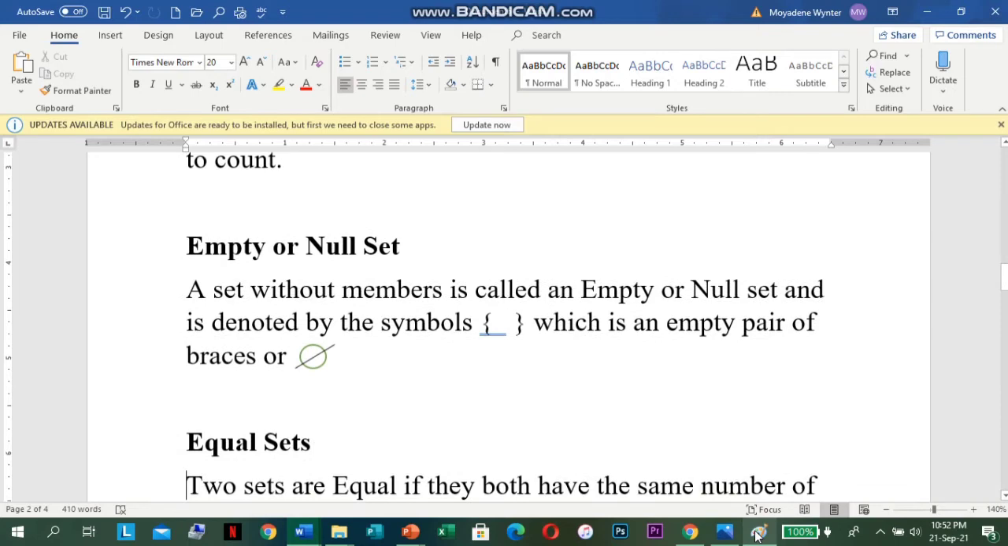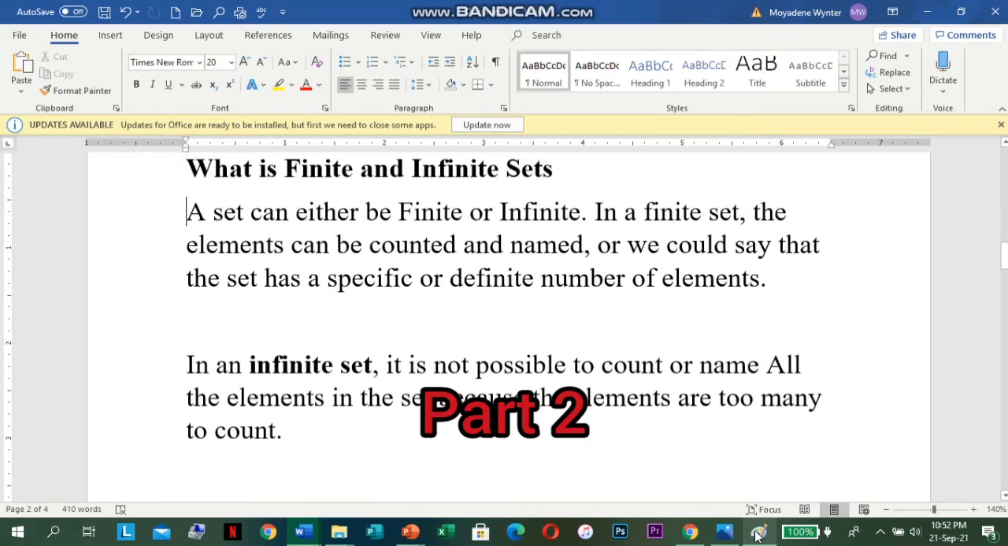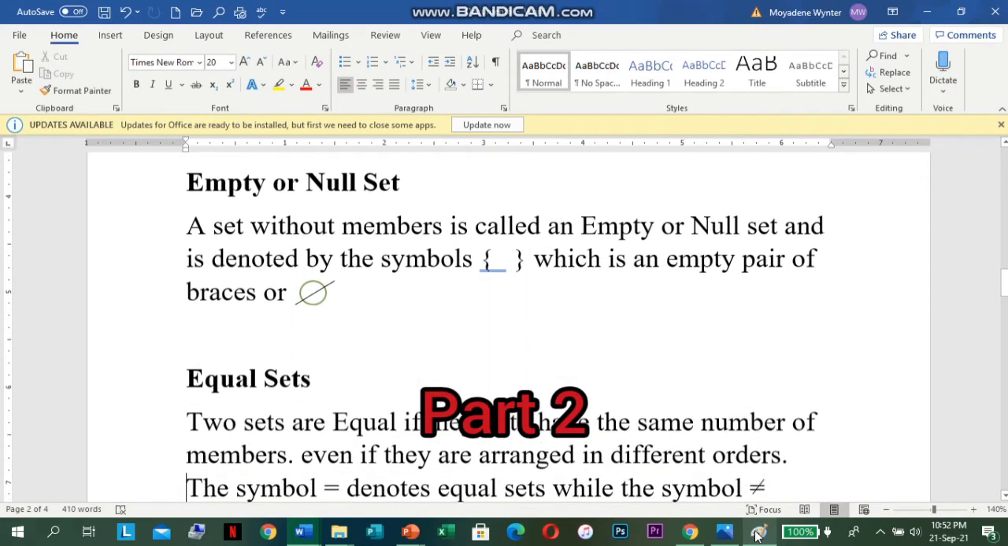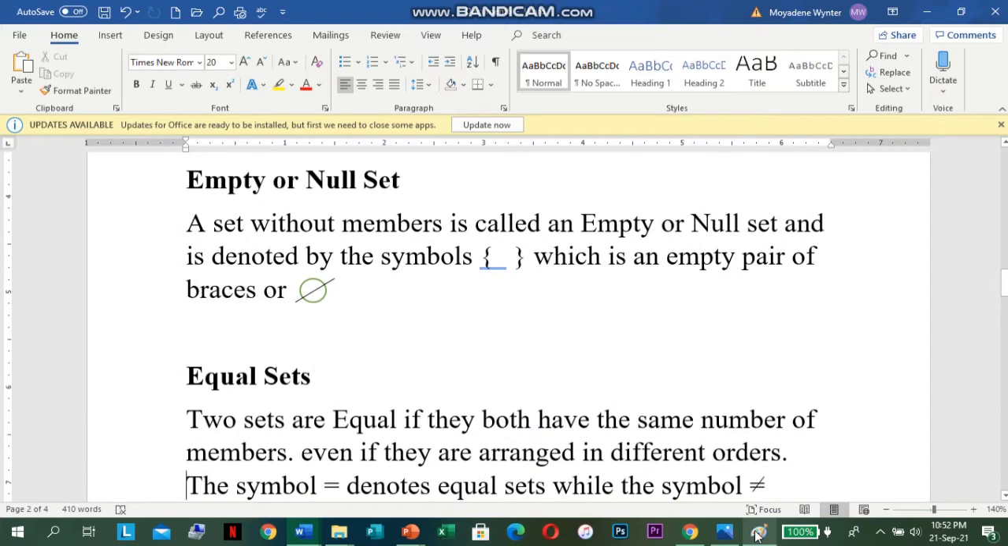Now we're gonna move on to empty or null set. Let me see how much time I have. Okay, good. So empty or null set.